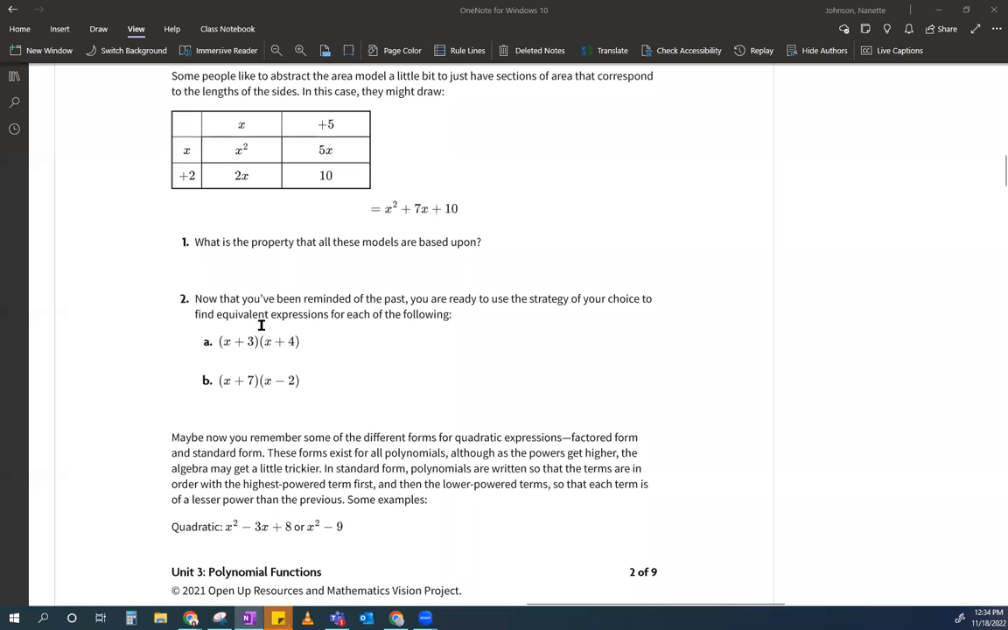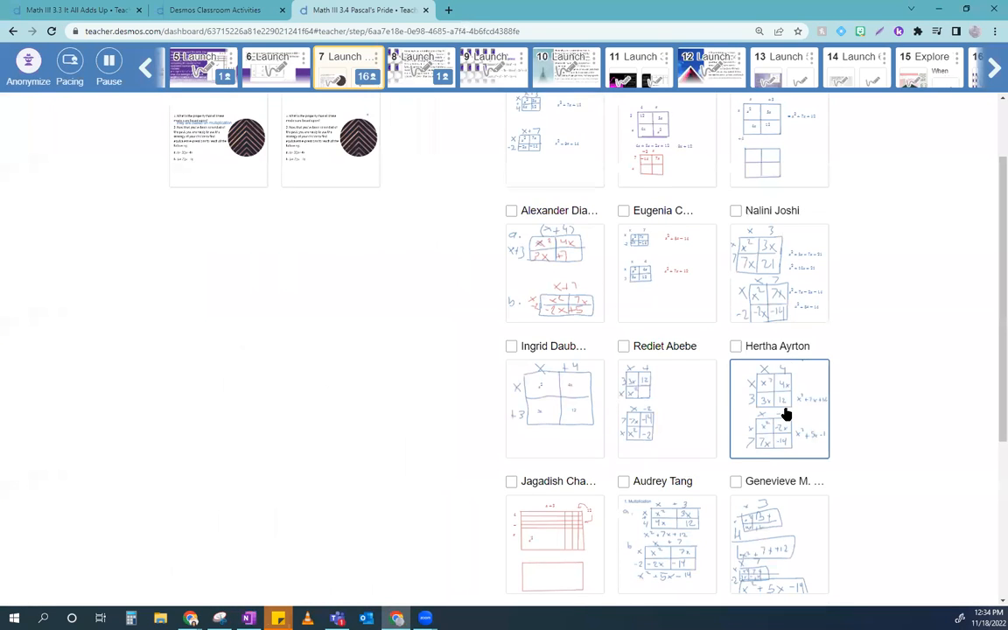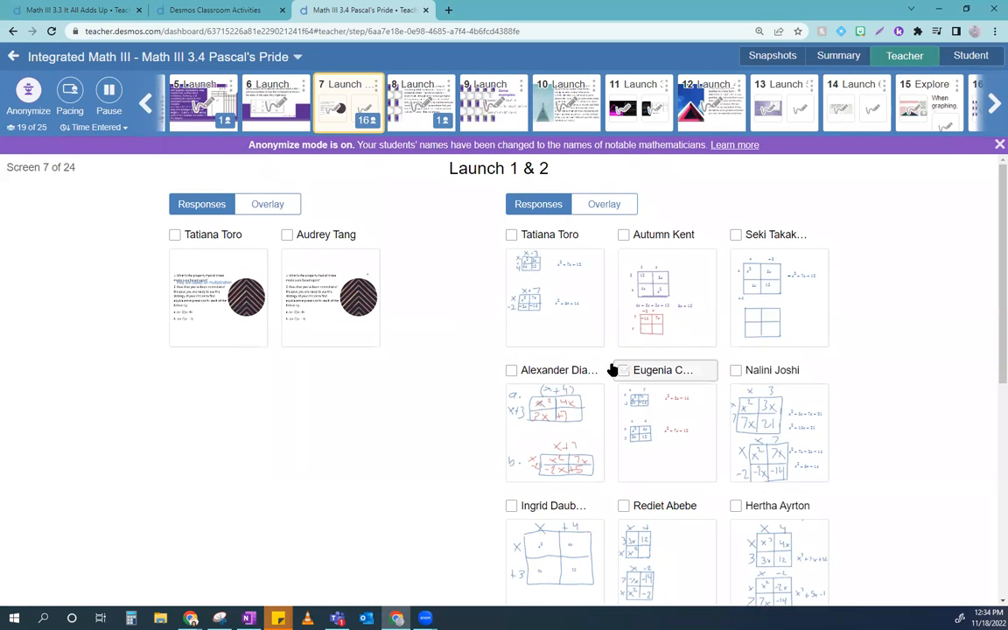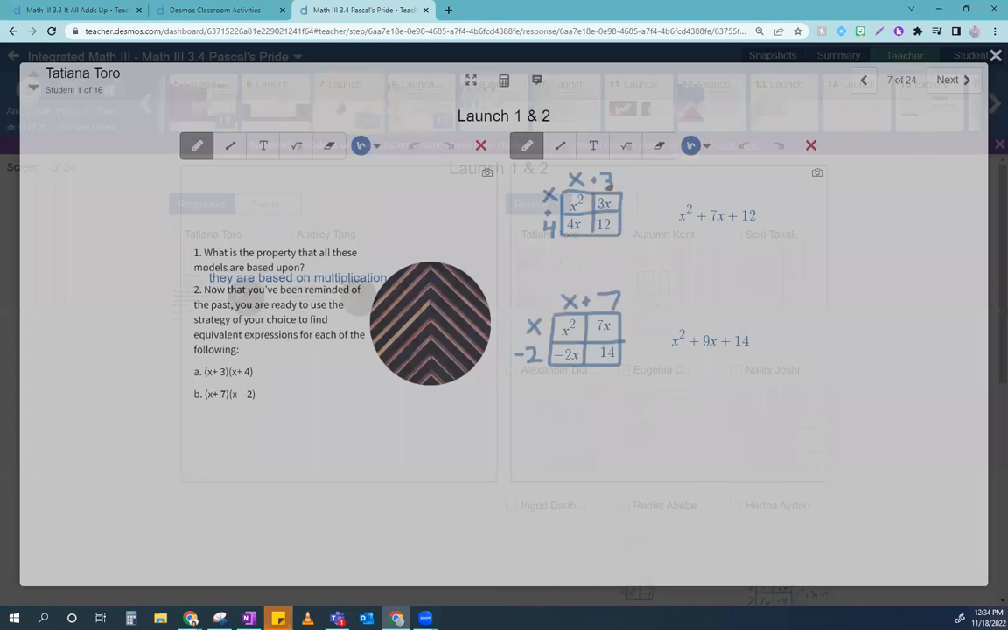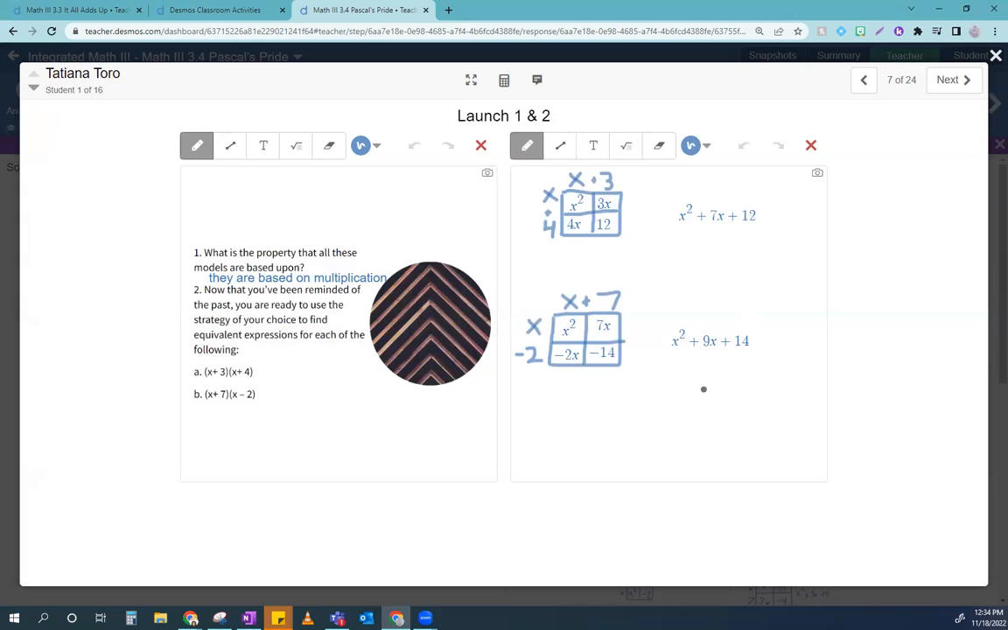Okay, so you were supposed to multiply x plus 3 times x plus 4, and then x plus 7 times x minus 2. I peeked at some of your work, and I was really impressed because some of you have this down, even with the negatives. Ooh, not so scary, right? So yeah, x squared plus 7x plus 12, that's perfect.